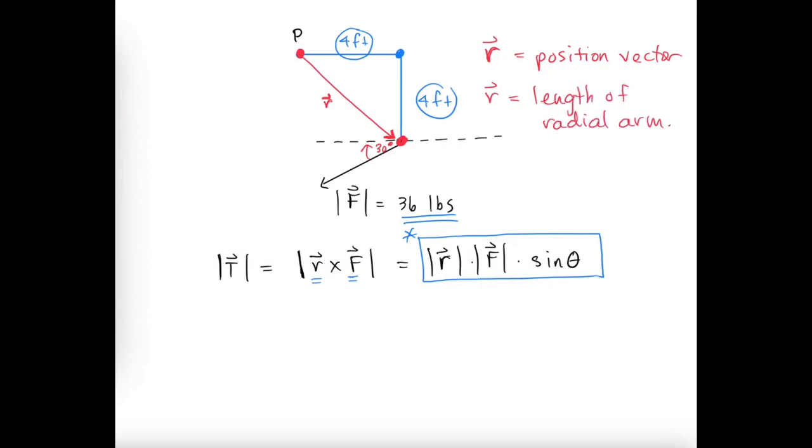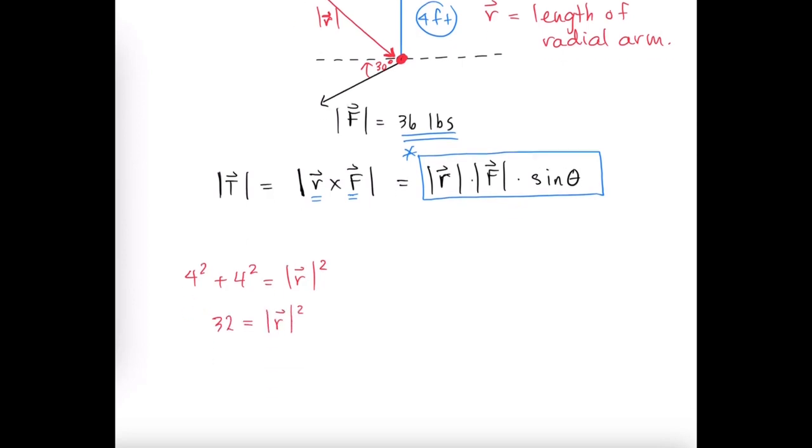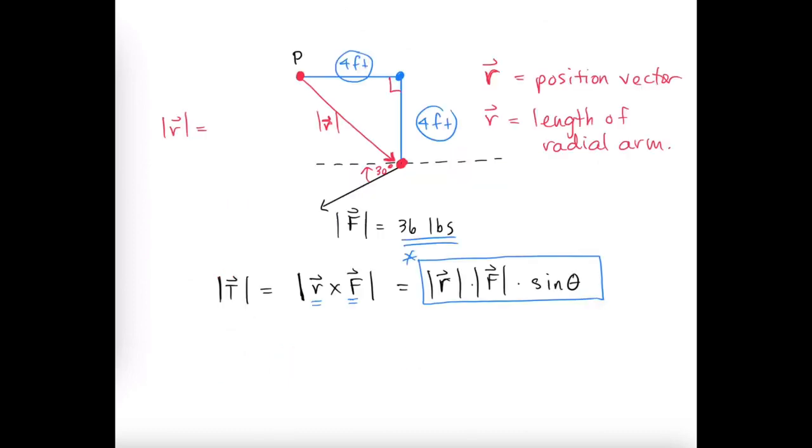So we can look at the magnitude of this vector as simply being the length of the hypotenuse side of this right triangle. And by the Pythagorean theorem, we can say 4 squared plus 4 squared is equal to the magnitude of that radial arm quantity squared. So this is going to be 16 plus 16 is 32. And then when we take the square root of both sides, we end up with the magnitude of that radial arm is the square root of 32, and we can take out a 16 to get 4 radical 2. So now we have that magnitude is 4 radical 2.